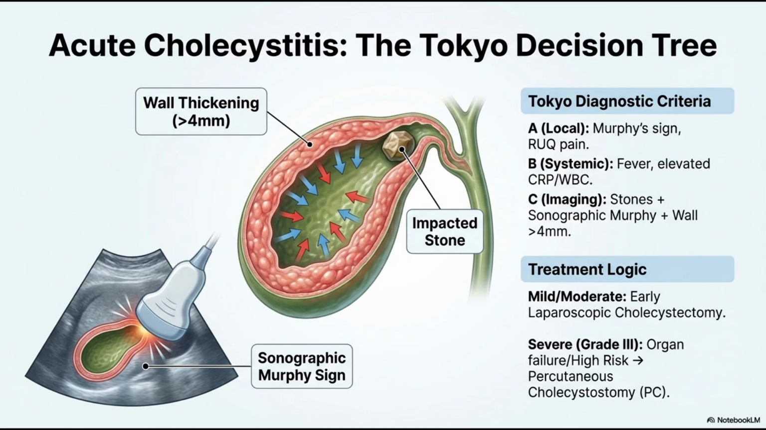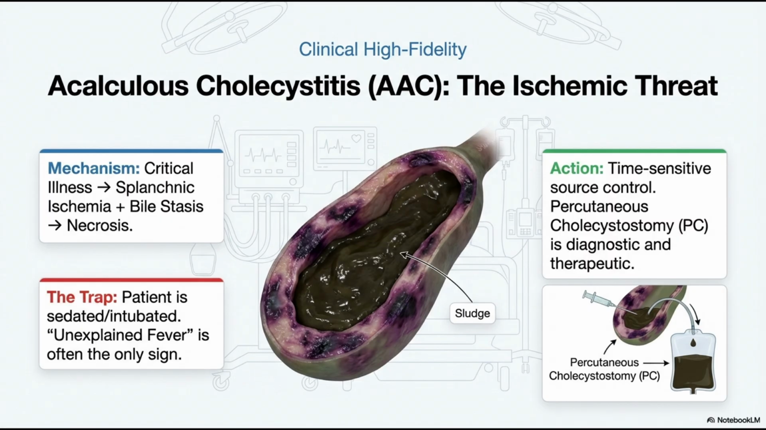But let's focus on the ICU phenotype, acute acalculous cholecystitis. This accounts for only 2 to 15% of cases overall, but in the ICU, it's a major player. This is the patient who has been in the unit for 3 weeks on a ventilator. What are the risk factors? Trauma, burns, TPN, prolonged mechanical ventilation, sepsis from other causes, basically any severe critical illness.